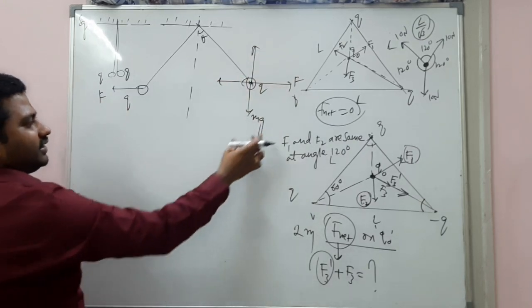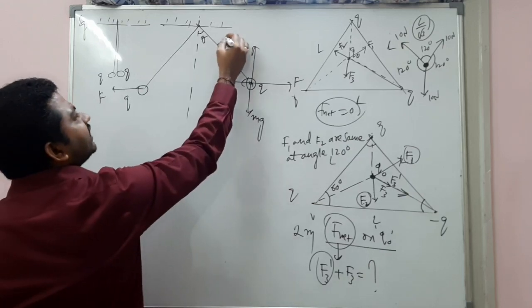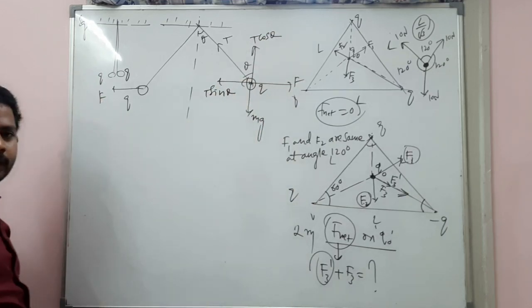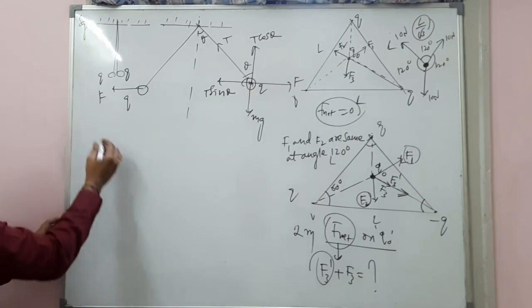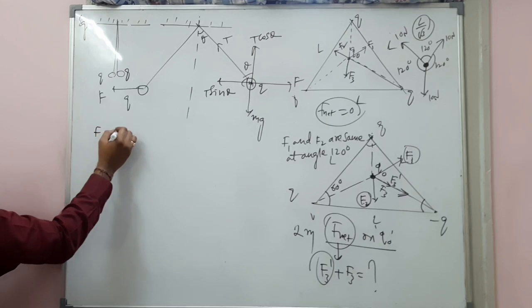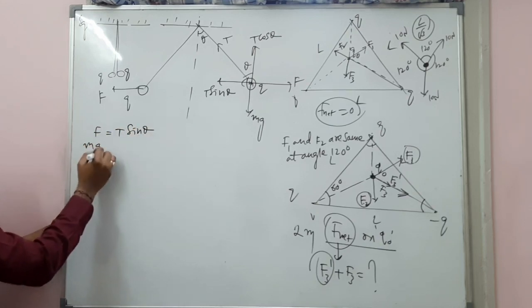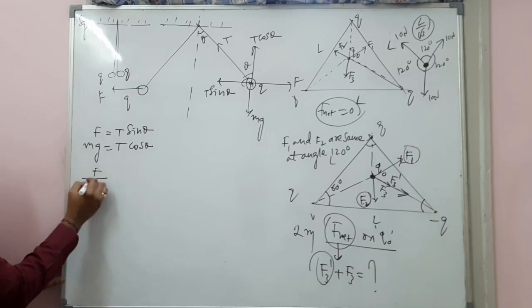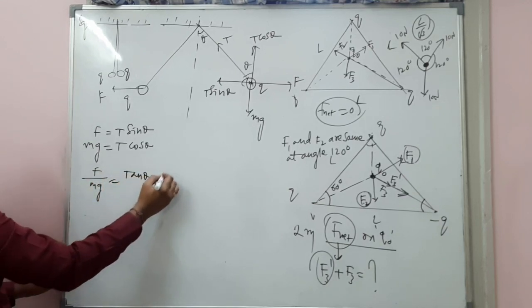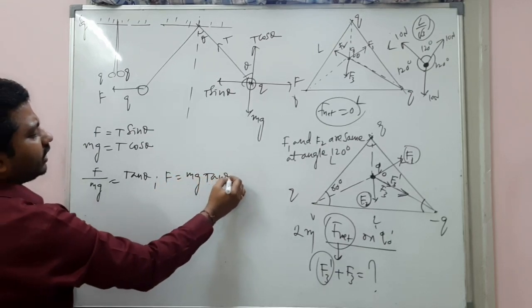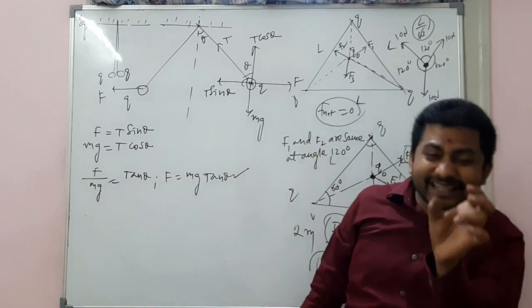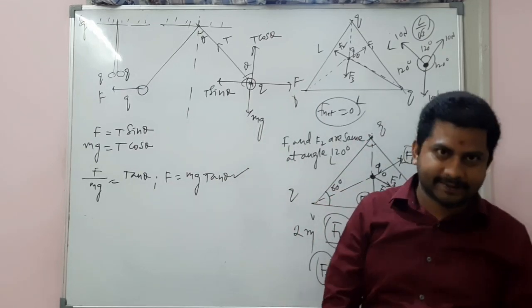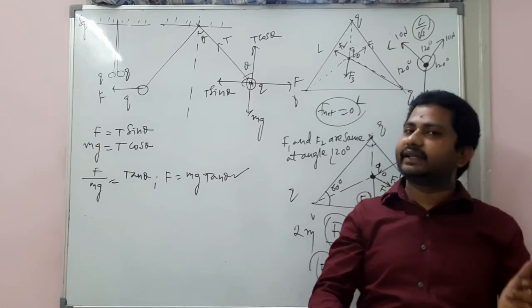See, this is mg, this is F, and this is the tension T. This is an angle theta, and it is T cos theta, and here it's T sin theta. As I've told you, net force at this point is 0. So then I can write F is equal to T sin theta and mg is equal to T cos theta. If you divide these two, F by mg is equal to tan theta, and I can write F is equal to mg tan theta. If you know the mass of each ball and the theta value, you can find the force of repulsion between the two charged balls, identical ones.